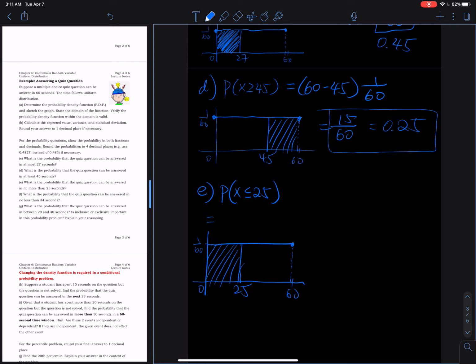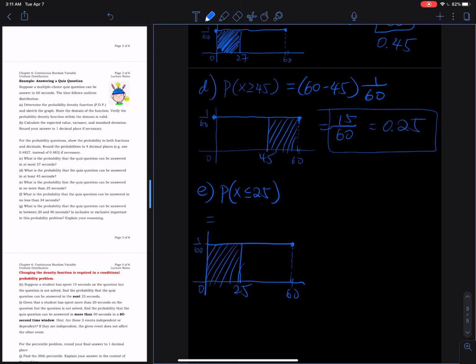So that is 25 minus 0 times 1 over 60. That is approximately 0.42. Okay, and then part F is no less than 34. So that is probability. The opposite of less than is greater than or equal to 34. Now, I am going to answer a question. If I remove the equal, does that affect the answer? We will find out in a minute.